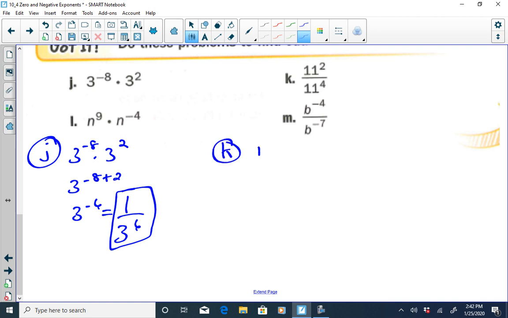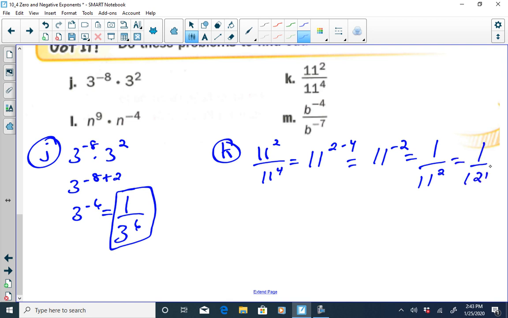So for K, this is going to be 11 squared over 11 to the 4th. That's the same as 11 to the 2 minus 4. 2 minus 4 is negative 2, so that's the same as 11 to the negative 2, which is 1 over 11 squared. And we can evaluate 11 squared, 1 over 121.